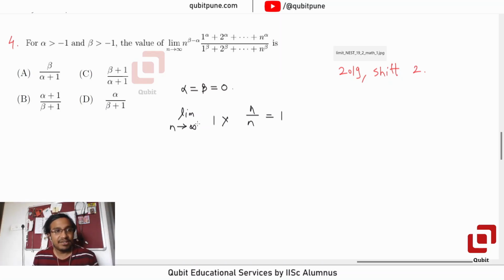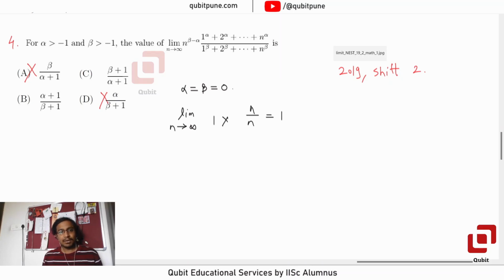And if we check the options which have only beta and only alpha in the numerator, they are definitely ruled out because they are giving us 0, and our limit is definitely not equal to 0, it is equal to 1. So A and D are gone.